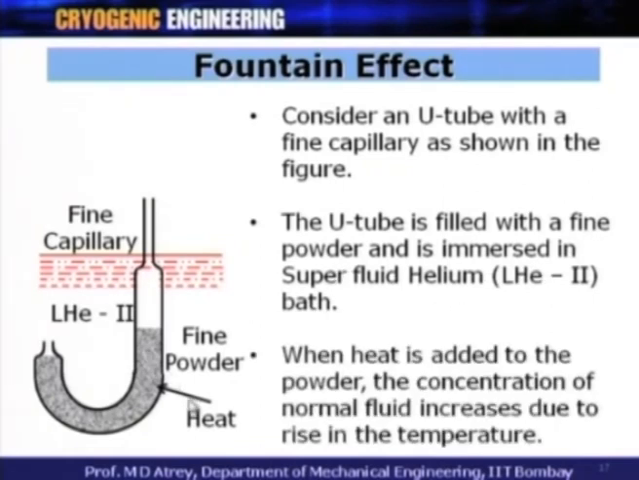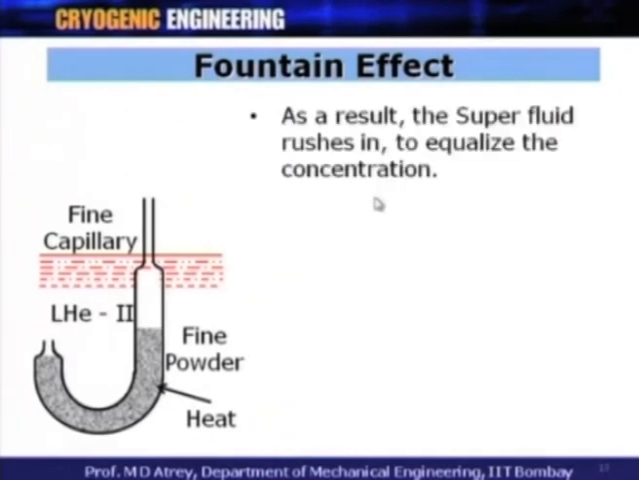Now, what we do is we apply some heat at this point. As soon as we apply heat to this point, the liquid helium 2 at this point will suddenly get converted to normal helium, that is liquid helium 1, and again the concentration of liquid helium 2 at this point will decrease. Again, as in the earlier case, the superfluid helium from outside will try to rush in, it will try to equalize this concentration.